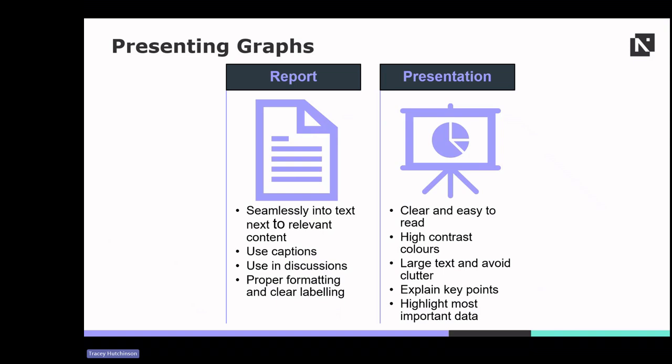In presentations, graphs should be clear and easy to read. Use high contrast colours, large text for labels, and avoid clutter. Explain the key points of the graph to engage your audience and highlight the most important data trends or findings.